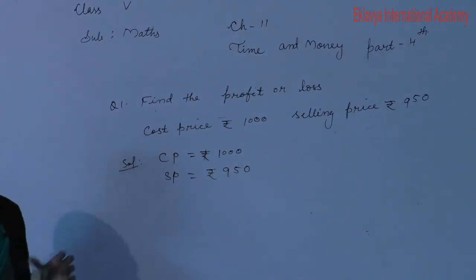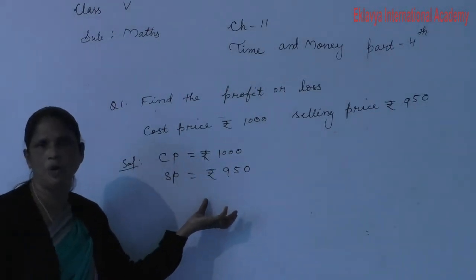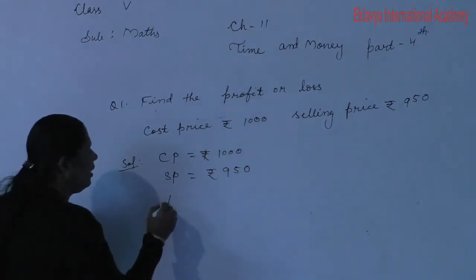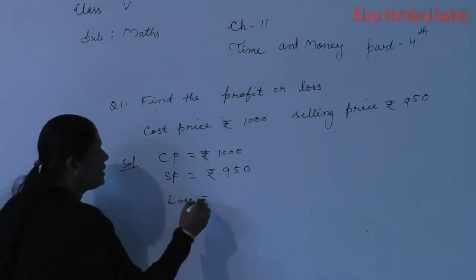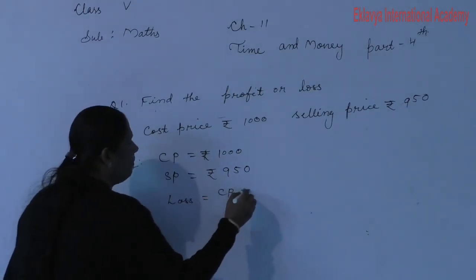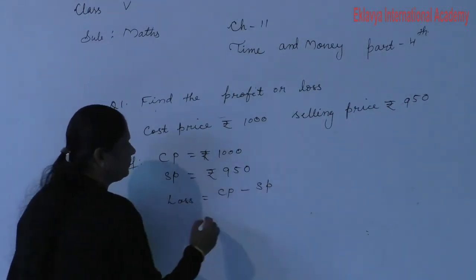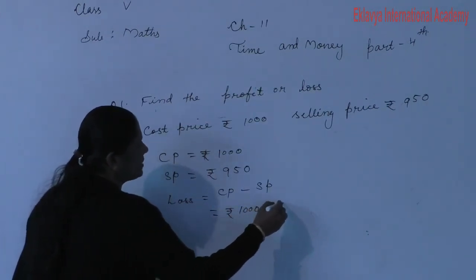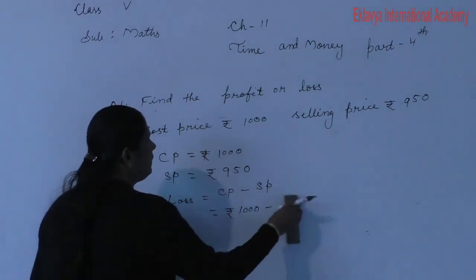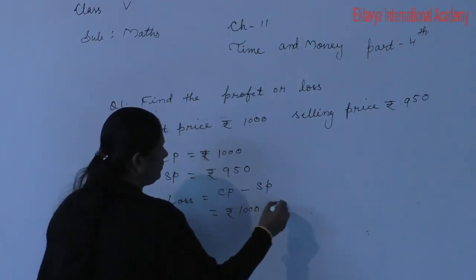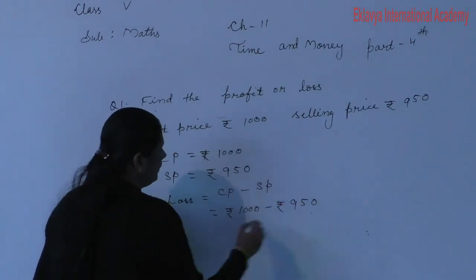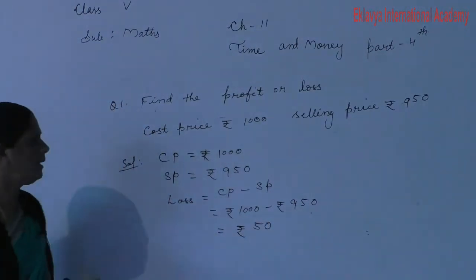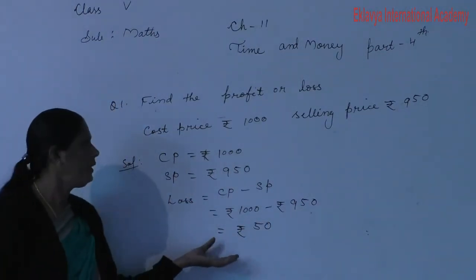Look here, which is more? Is CP more, or is SP more? CP is more. We get a loss. Then the formula, loss is equal to CP minus SP. Then rupees 1000 minus rupees 950. Then we get rupees 50. Okay. So this is the loss we get.